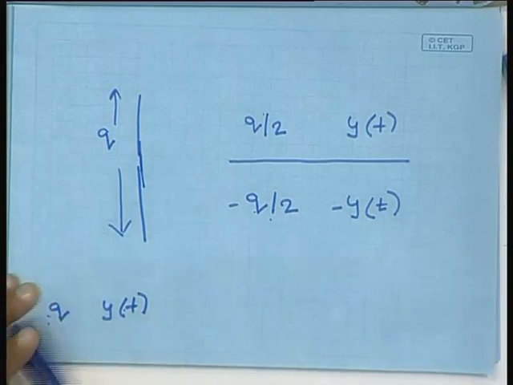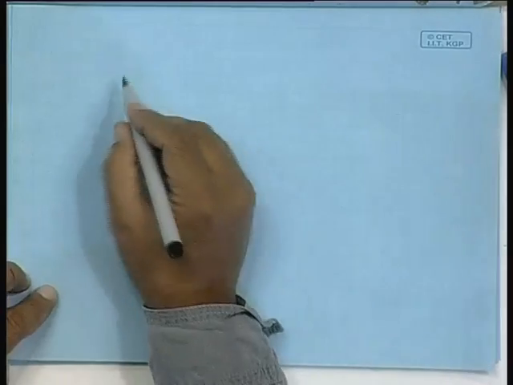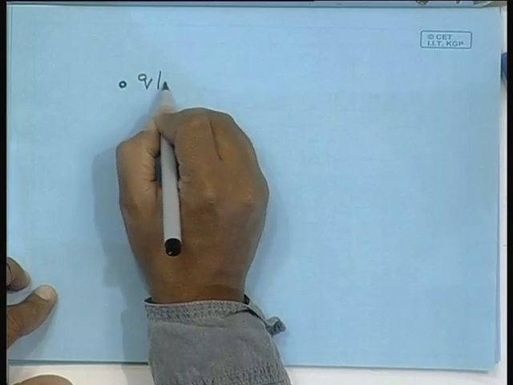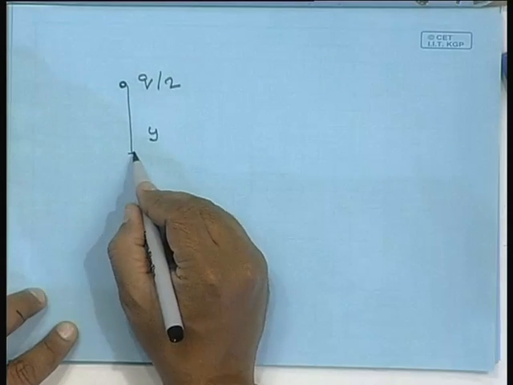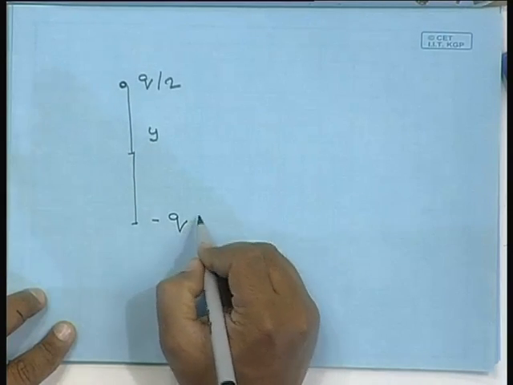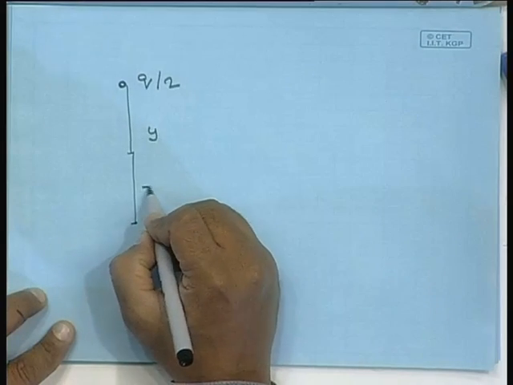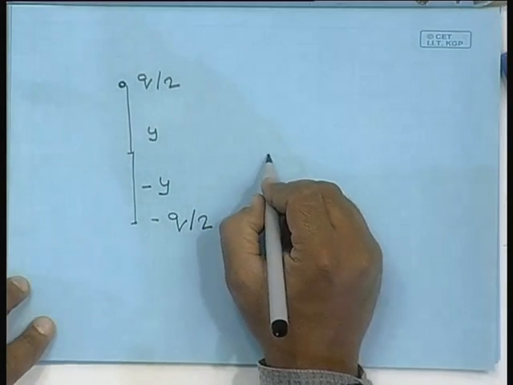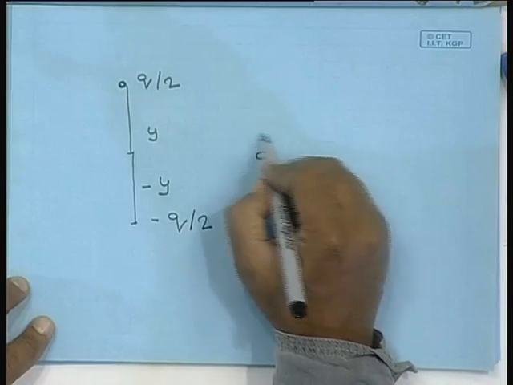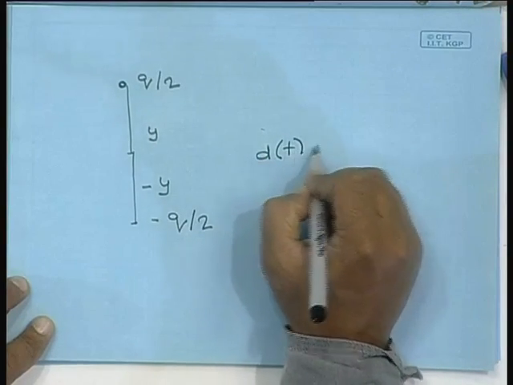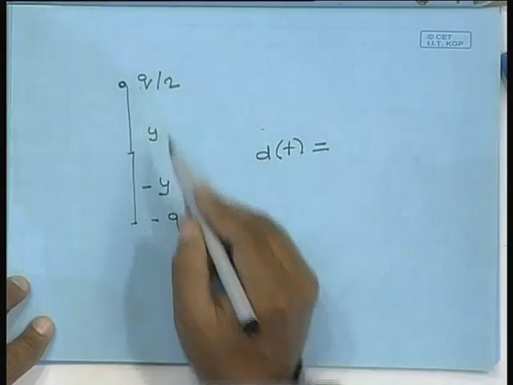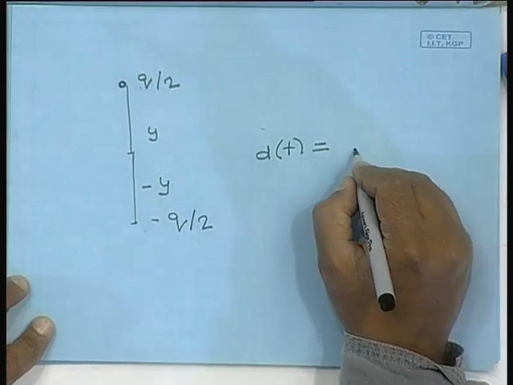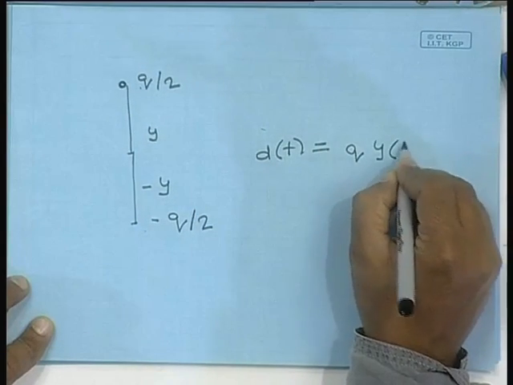Now, I have a charge q by 2 at a displacement y, and another charge minus q by 2 at a displacement minus y. This is a dipole with a dipole moment d. This d is the charge into the distance. The charge is q by 2, the distance is 2y. So, this dipole moment is q into y as a function of t.